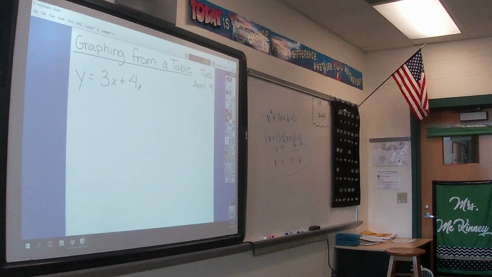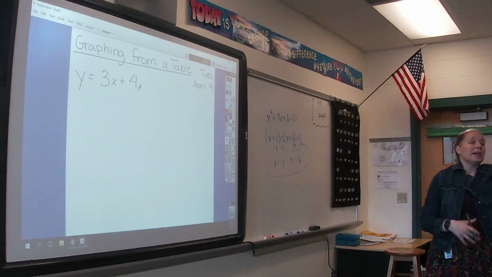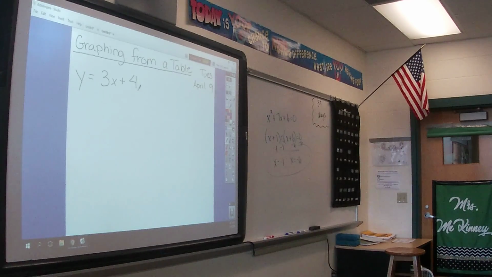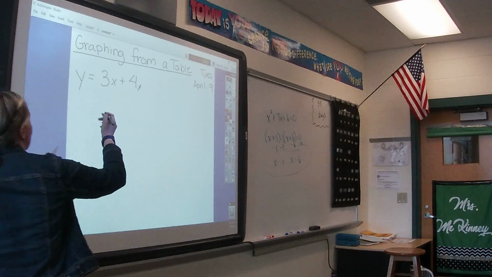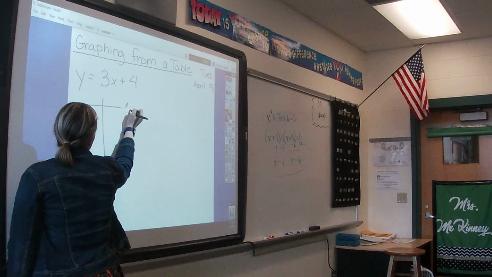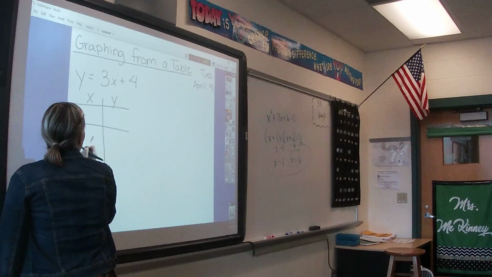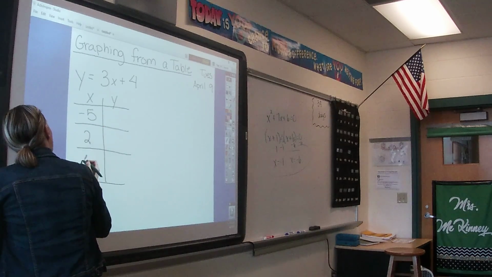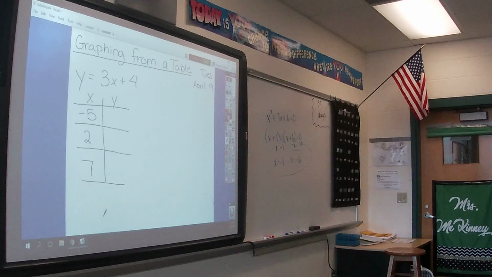If we had something like y equals 3x plus 4, we said if we had a table, if we had input values, x values, if we had a domain, we could take those values and plug them in to find their corresponding y values. So if I have a table, and I say, let's evaluate this function rule for -5, 2, and 7, we could plug those values in for x and find their corresponding y values.